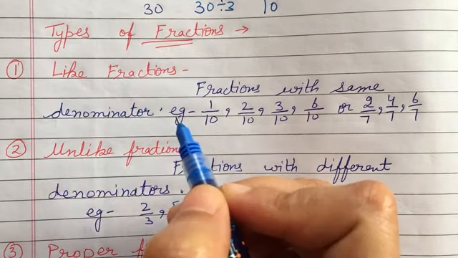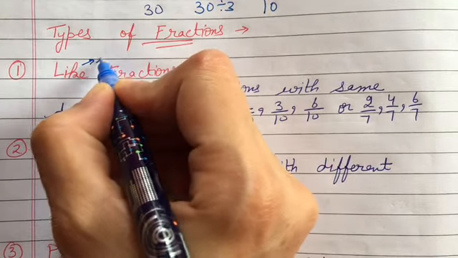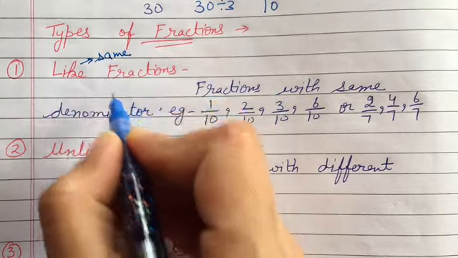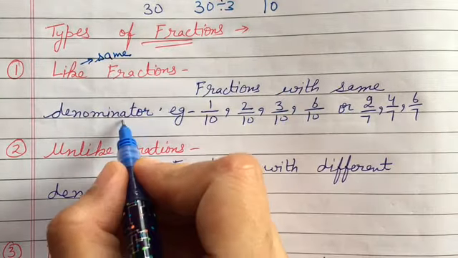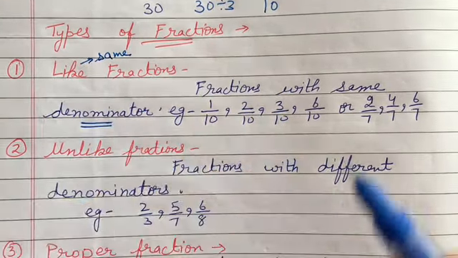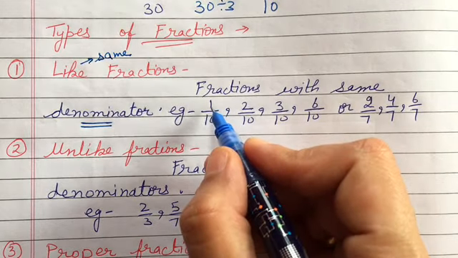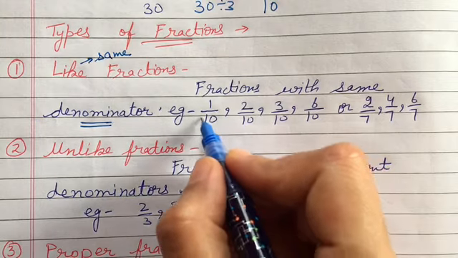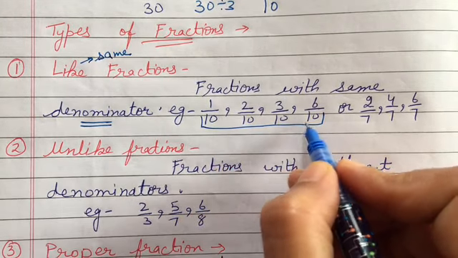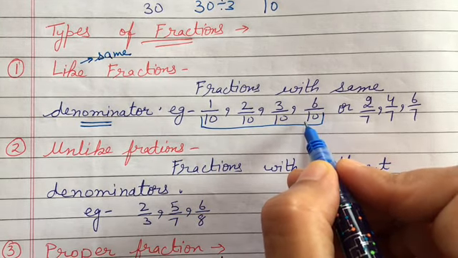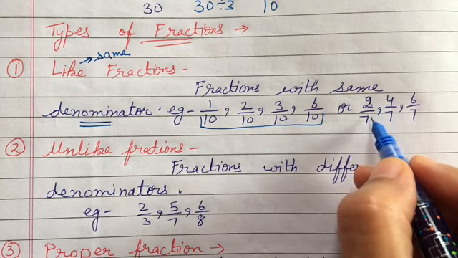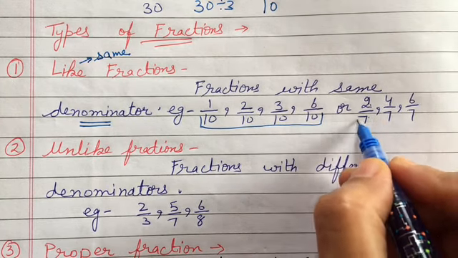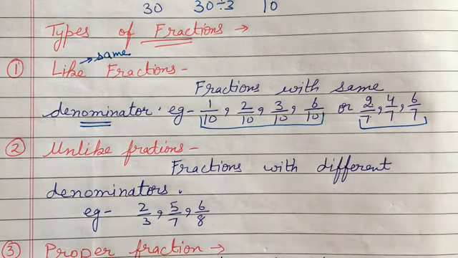First one is like fractions. Like means same. So like fractions are fractions with the same denominator, like 1 by 10, 2 by 10, 3 by 10 and 6 by 10. All are having the denominator 10. So they are like fractions. 2 by 7, 4 by 7, 6 by 7, they are also like fractions.